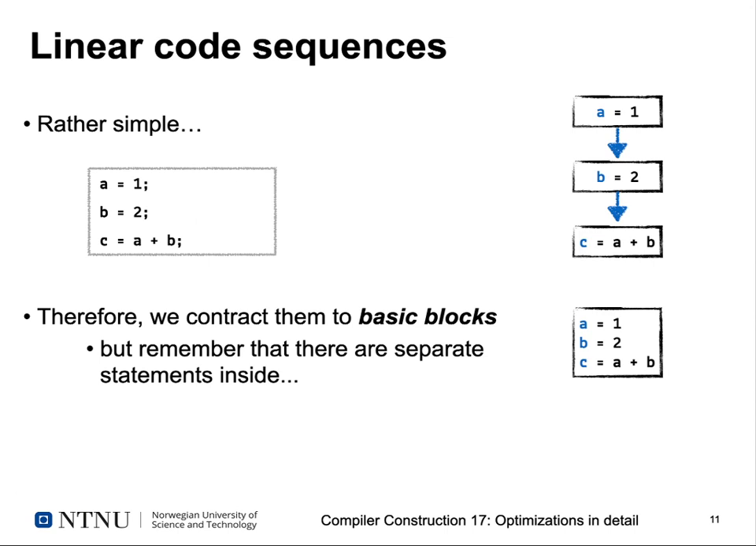Now, our control flow graph for our three instructions then looks like this. So we have our first assignment A equals 1, then we automatically fall through. So our control flow continues at the second assignment, B equals 2.